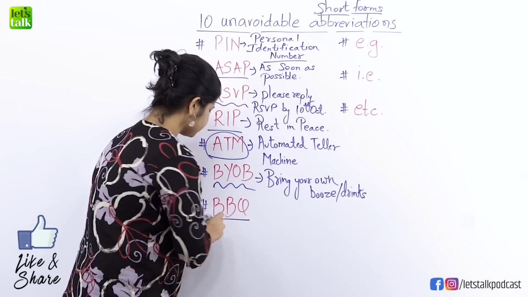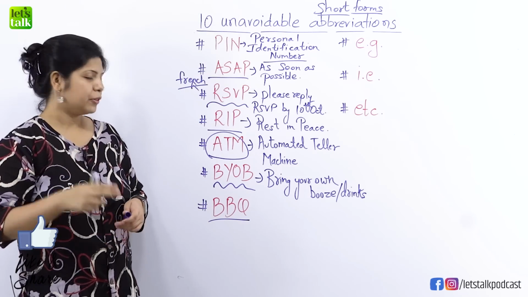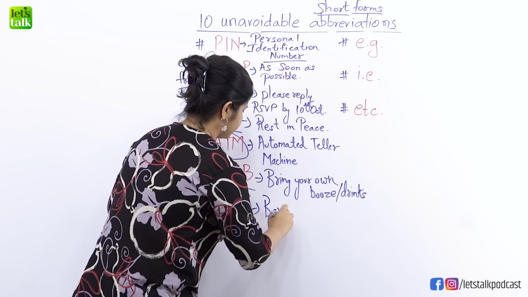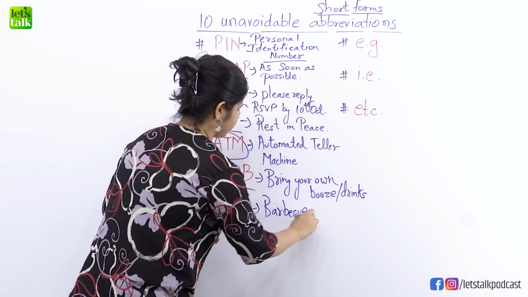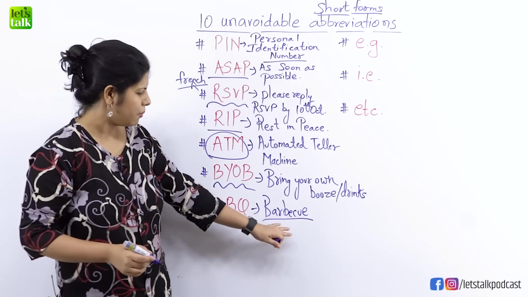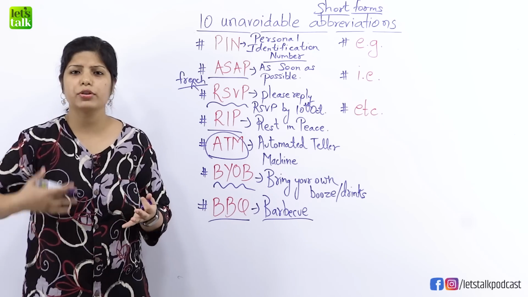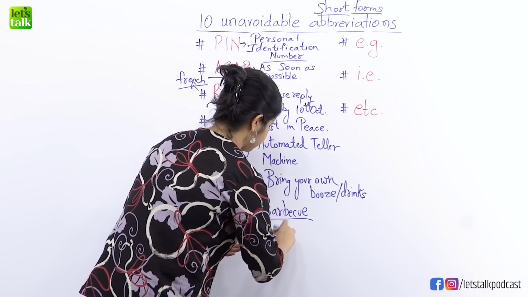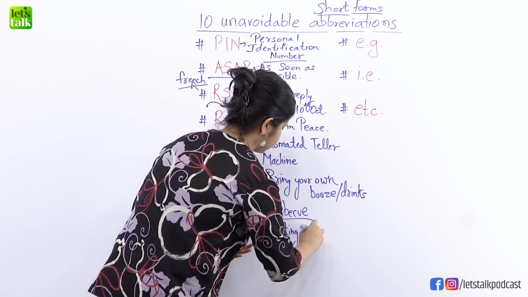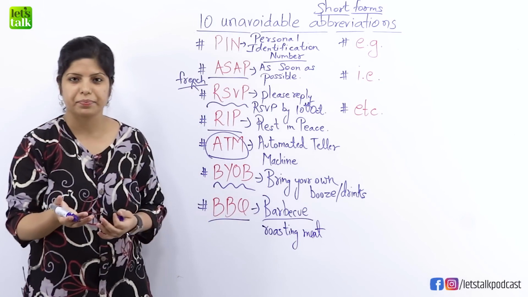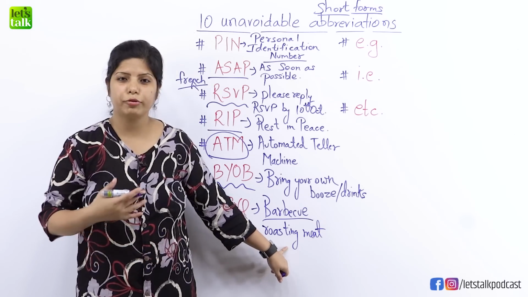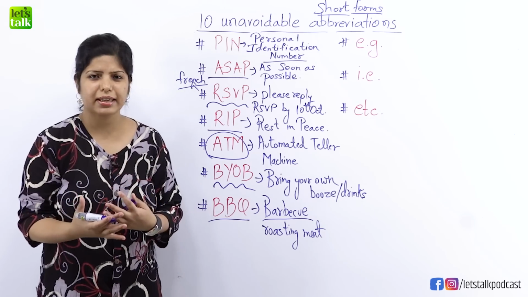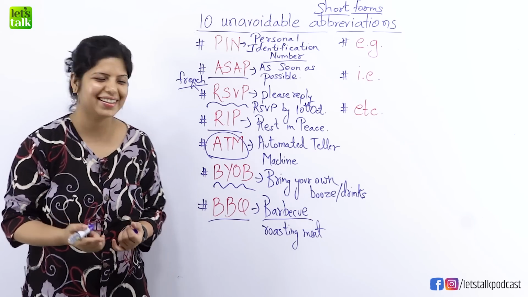Now, the next one here says BBQ. This one has two meanings. The first and the most common one for BBQ is barbecue. For all the food lovers, barbecue is basically roasted meat, when you roast any kind of meat. You could even have a barbecue party. So, that's one full form of the abbreviation BBQ. Another one that's quite a slang, you could say, is better be quick.